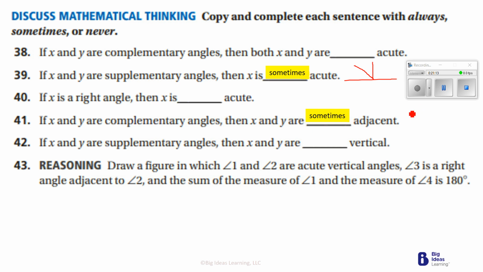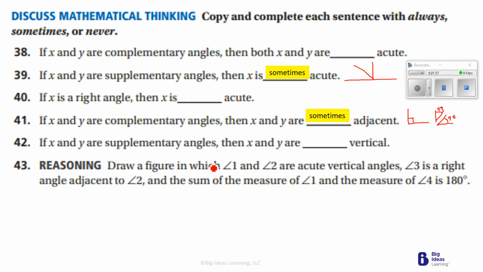Here for complementary angles, that is two angles that equal 90 degrees. But remember, you could have two angles that are not adjacent, okay, and together, like let's say 45 and 45. Together, they would make 90 degrees, but they are not adjacent. All right, back to number 43.